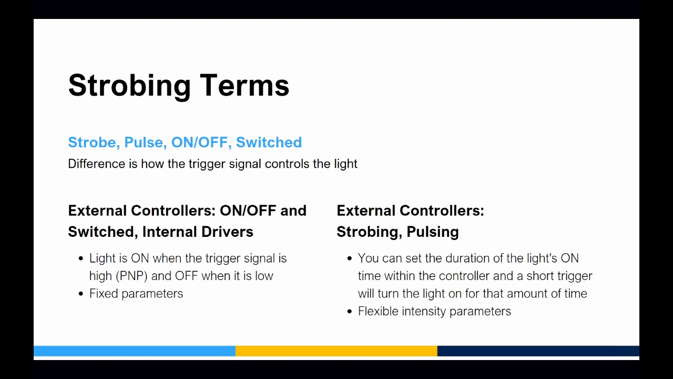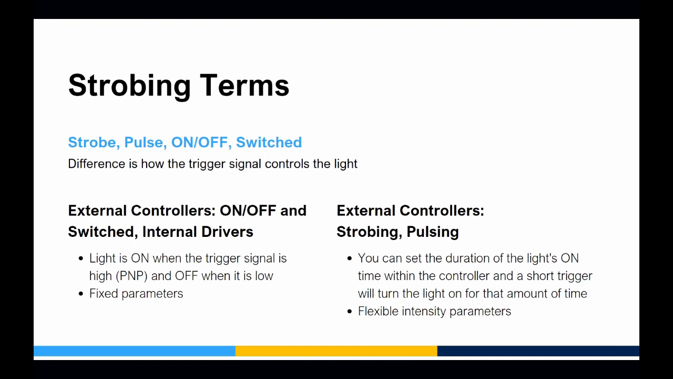So if you're looking at a spec sheet for external controllers and you see on-off and switched, or you're using an internal driver, that strobe is going to be controlled by the trigger signal from your PLC. So if the trigger signal is high, the light is on, and the light will stay on until the trigger signal drops, and then your light will turn off. So this will have more fixed parameters. You can't necessarily make as many changes since it's just based on the trigger signal. That's the only change that you can do: when the light is on and when the light is off.